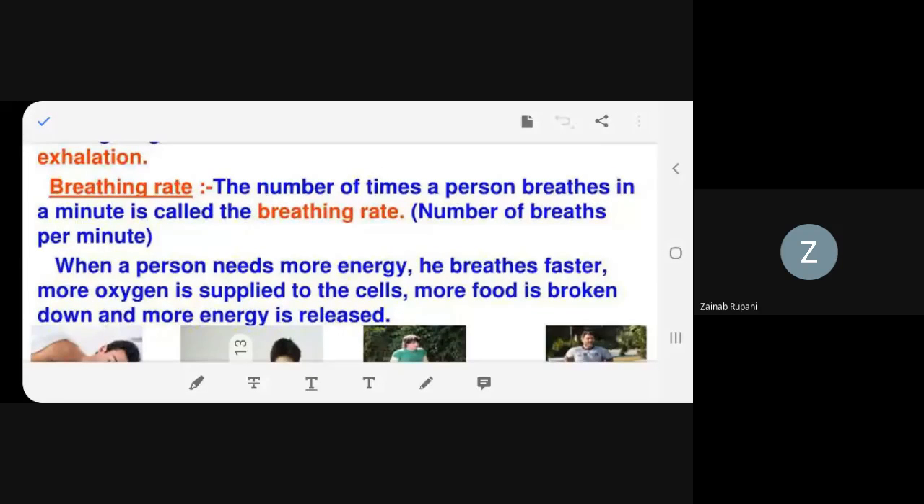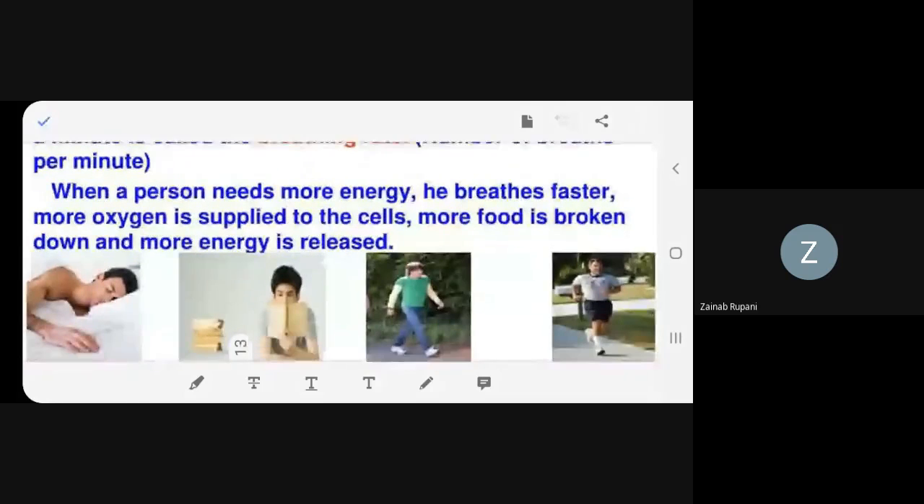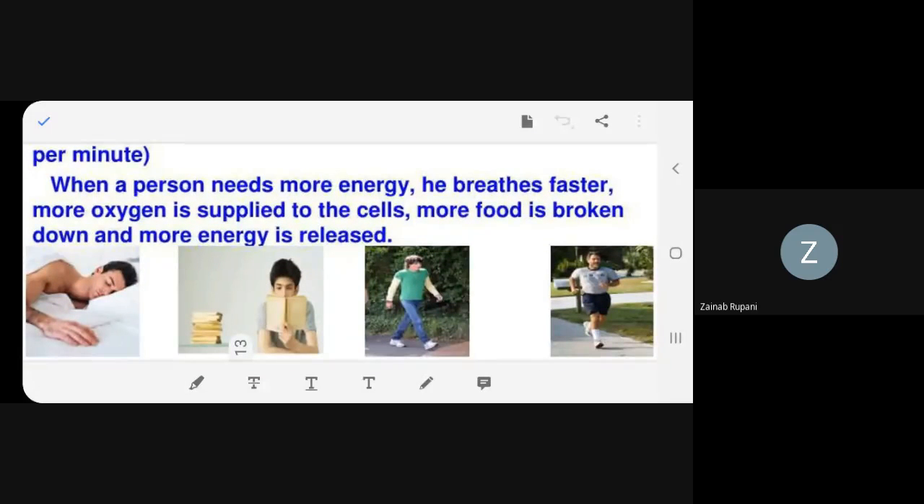Number of breaths, not breaths. Number of breaths per minute is called the breathing rate. So how many times you breathe per minute is called the breathing rate. When a person needs more energy, he breathes faster. When he breathes faster, more oxygen is supplied to the cells, more food is broken down and more energy is released.